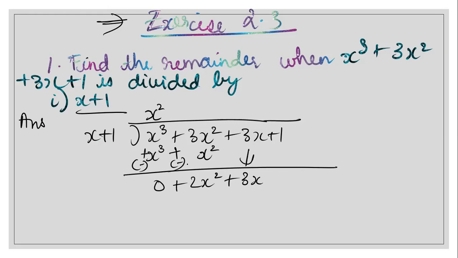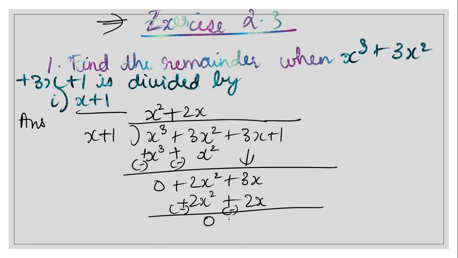Now 2x squared divided by x is plus 2x. So 2x squared plus 2x. Now when we subtract, we'll get 0, and then 3x minus 2x will give you plus x. Now bring down this plus 1. x by x is nothing but 1. 1 into x is x, and 1 into 1 is 1 itself. So now plus will become minus, plus will become minus.